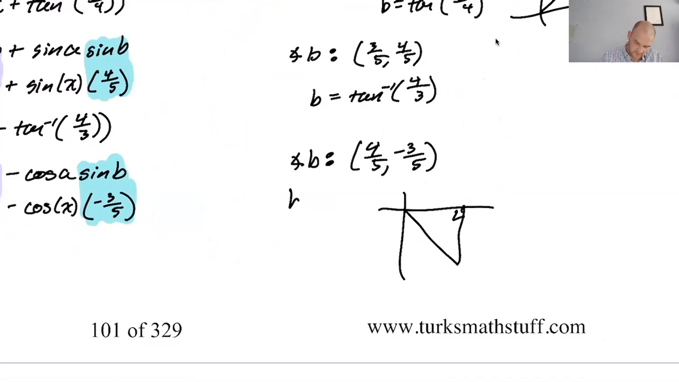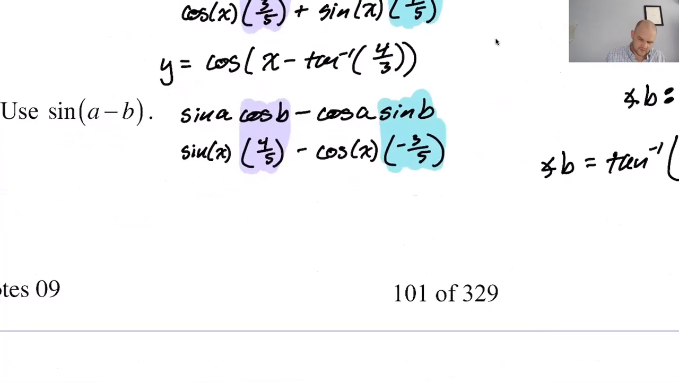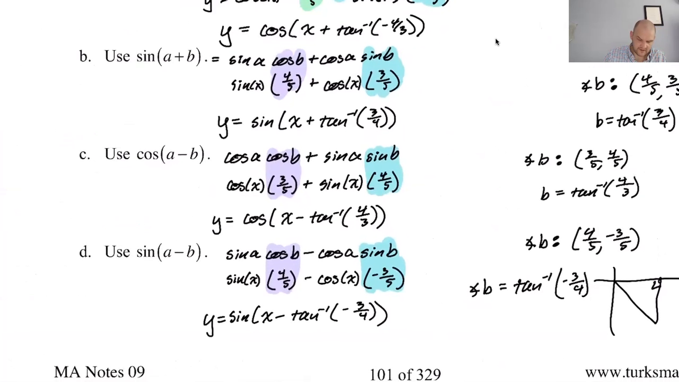So again, for B, I feel like it should have some sort of decoration for some reason. It's like, oh my God, you can't just write that. So we're going to go with negative, because inverse tangent of a negative does put you in quadrant 4, so it's not the wrong thing to do. So this will be sine of X minus tan inverse of negative 3/4. Okay, so that's what we think Y is equal to. So that's 4 different ways to do it.